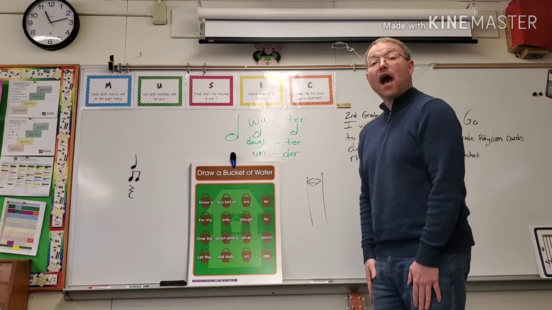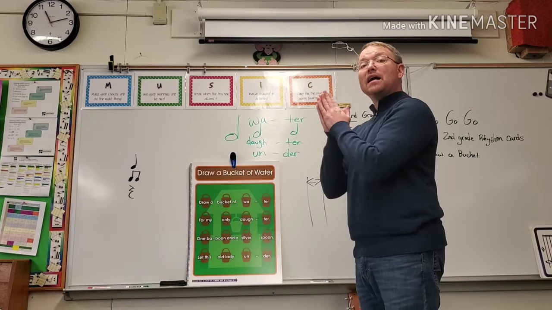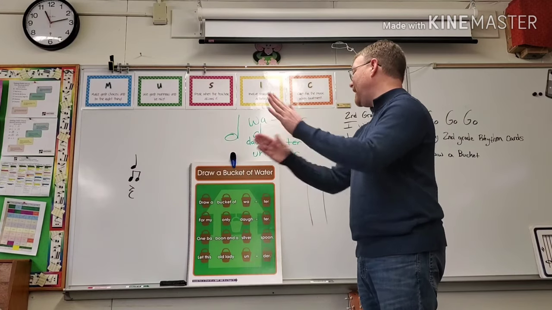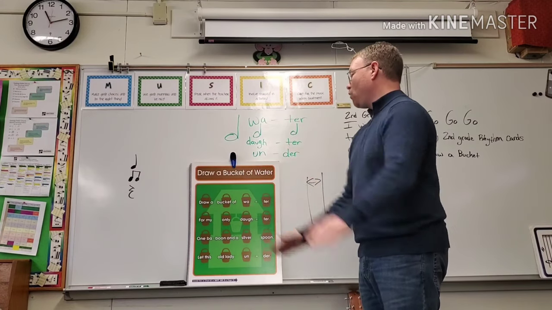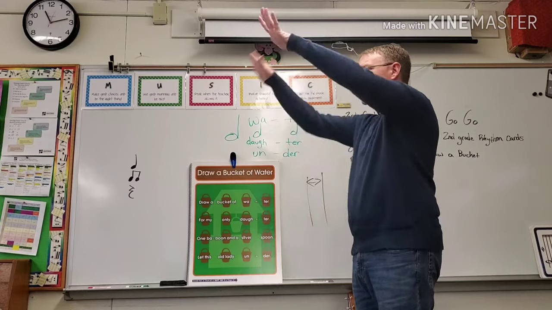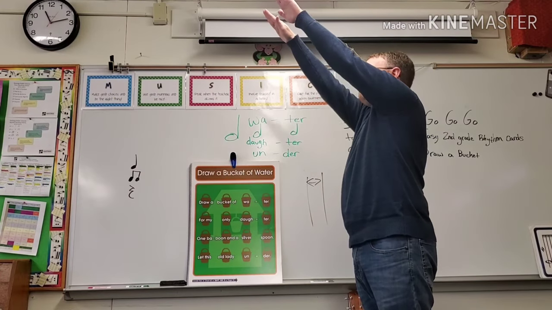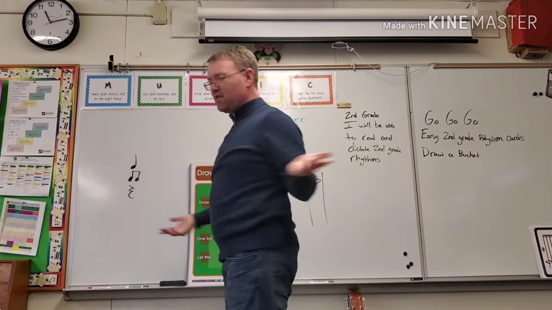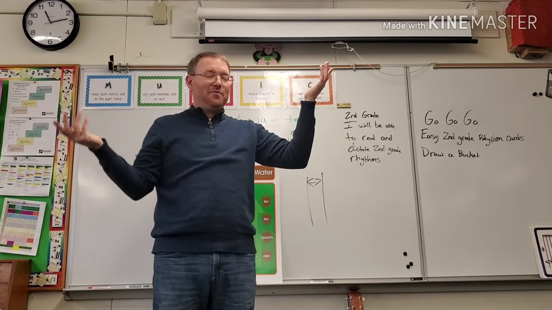And here we go. Draw a bucket of water for my only daughter. One baboon and a silver spoon. Let this old lady under. Yay, I did it all by myself.